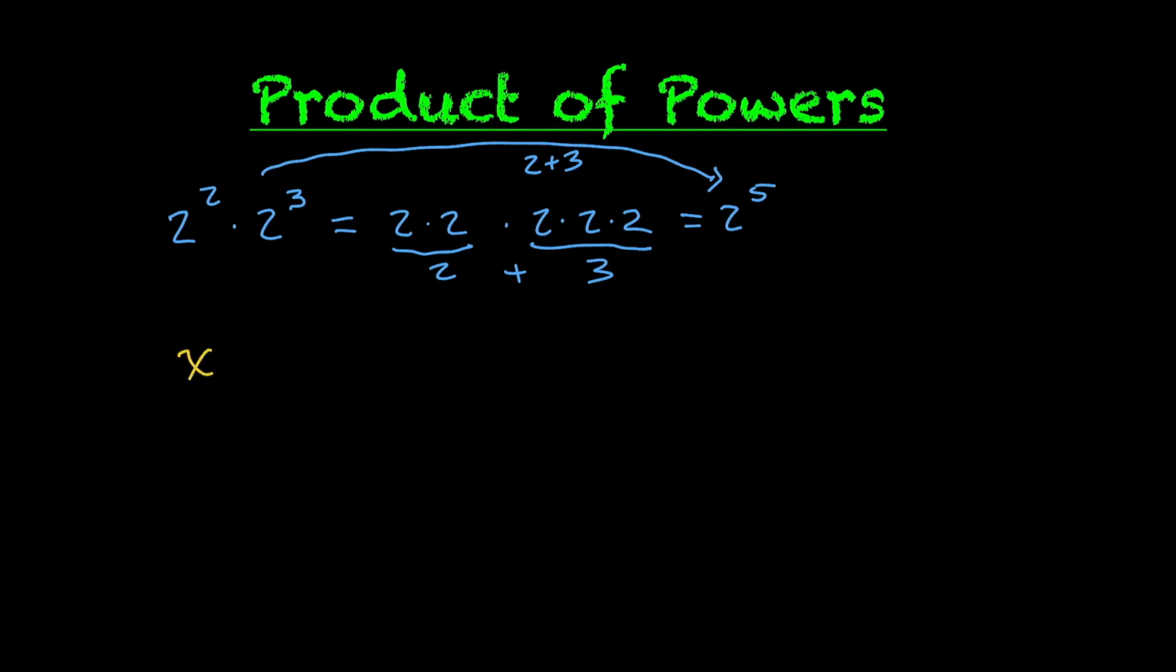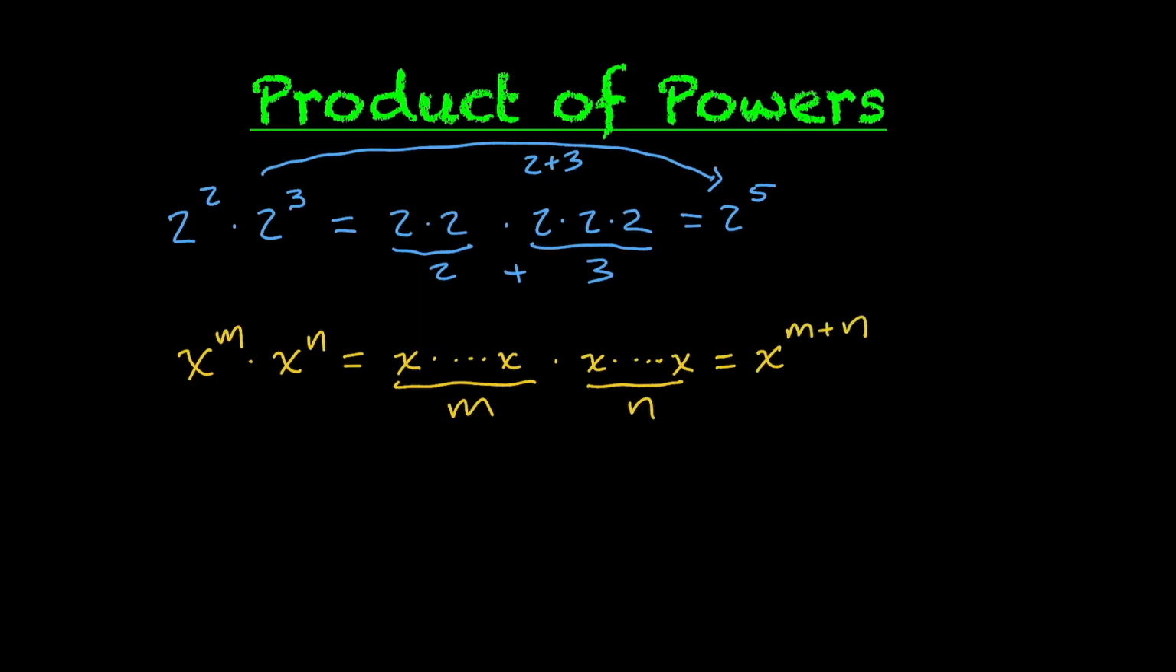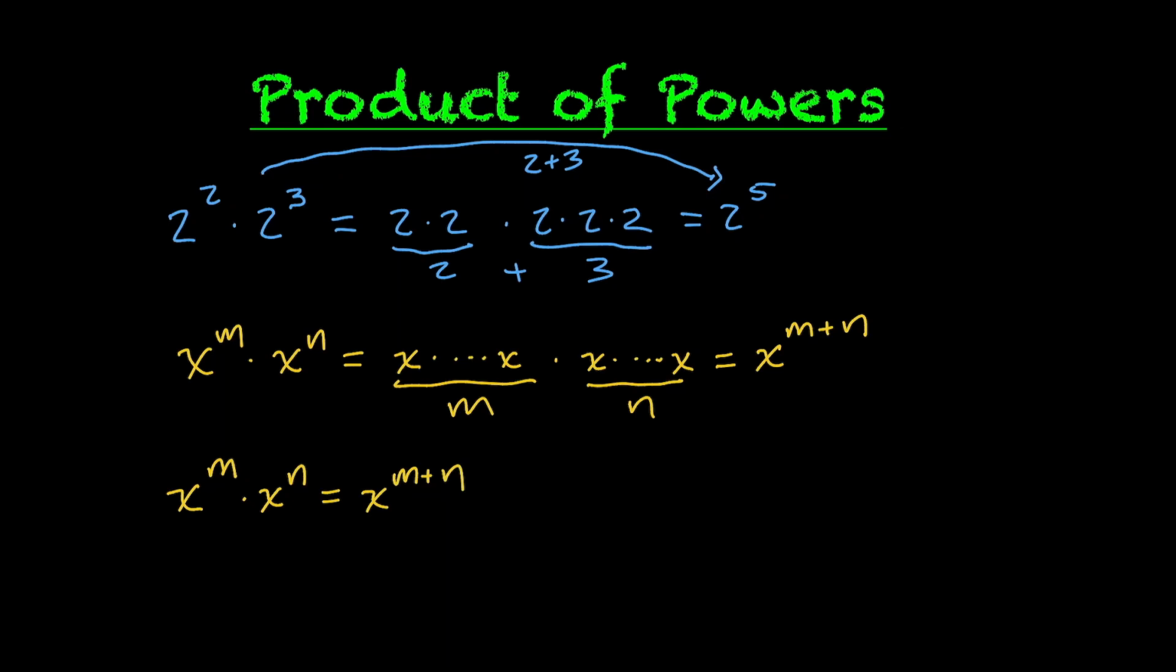So if we had x to the m times x to the n, well, x to the m is m copies of x, and x to the n is n copies of x. So in total, how many copies of x do you have? Well, we would just add those numbers together, and we get x to the m plus n. So this gives us our next law of exponents. X to the m times x to the n is equal to x to the m plus n. Or in words, we would just say when we multiply 2 powers, we add the exponents together.